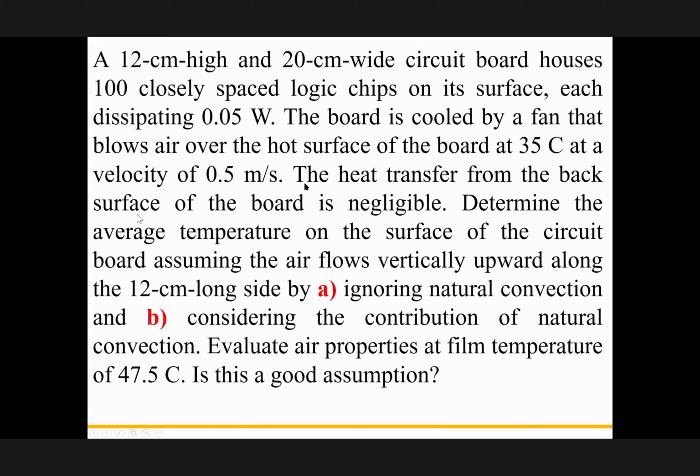The heat transfer from the back of the plate is negligible. Therefore, if the back of this board is insulated, we can assume there are no losses. Okay, whatever energy is generated has to be dissipated from the front surface.